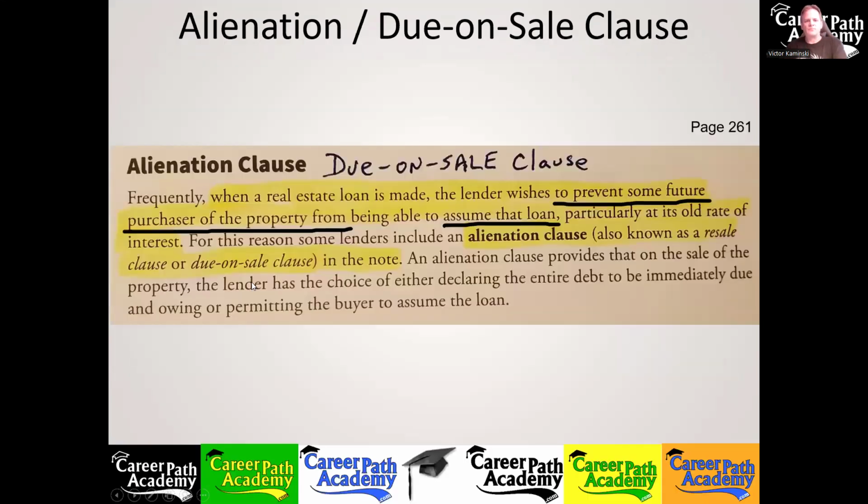All right. Let's highlight alienation, also known as due on sale or resale clause. And what is the purpose of it? To prevent some future purchaser of the property from being able to assume the loan, particularly at its old rate of interest. If it's lower, if it's higher, lender don't care. Assume away, right? That's the whole point. They want to make more money. They want higher interest rates.